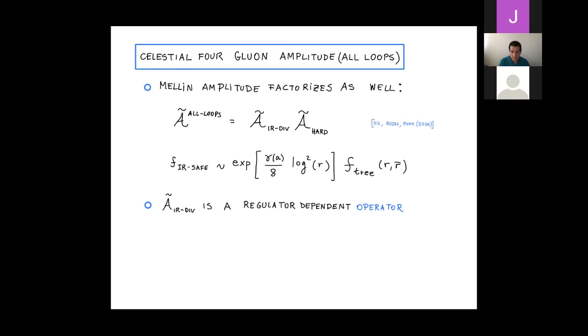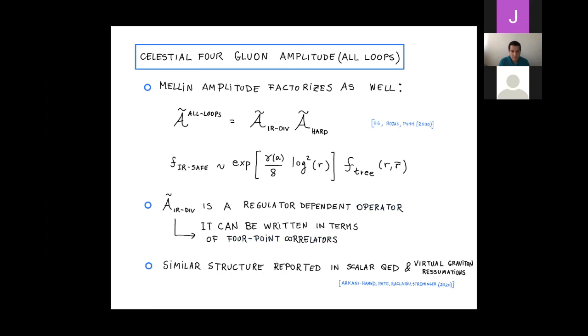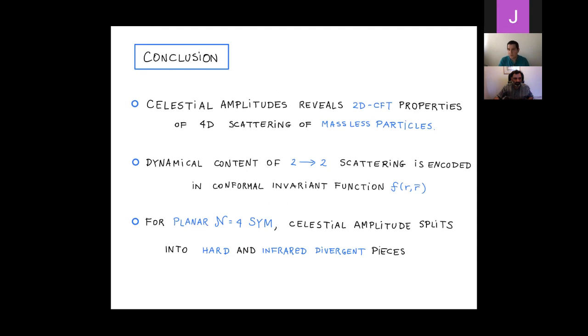A tilde divergent is a regulator dependent operator. It can be written in terms of 4-point correlators, which shows that these infrared divergences, even though they are not well defined, are universal. So they can be written in terms of CFT 4-point correlators. And I want to say that this is not the end of the story. You can do it for other field theories, scalar QED, gravity, where you sum internal virtual gravitons, and this factorization is also possible. So just to conclude, celestial amplitudes reveal 2D CFT properties of scattering for massless particles.